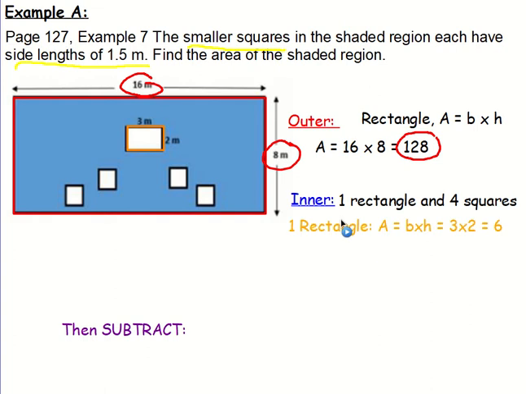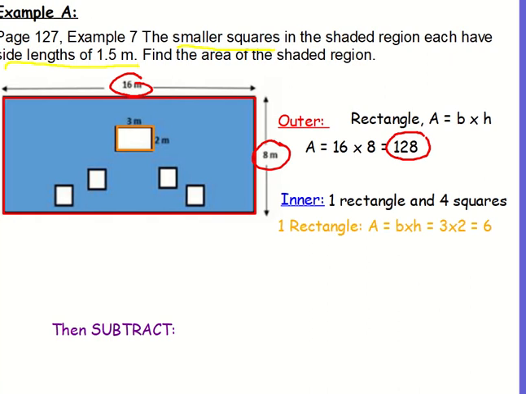The area of that, I'm going to use base times height. The base and height are 3 and 2. 3 times 2 is 6. So then I'm going to move on to those little squares that we're told about in the reading. So I have 4 of them. 1, 2, 3, 4. I have to find those areas next.